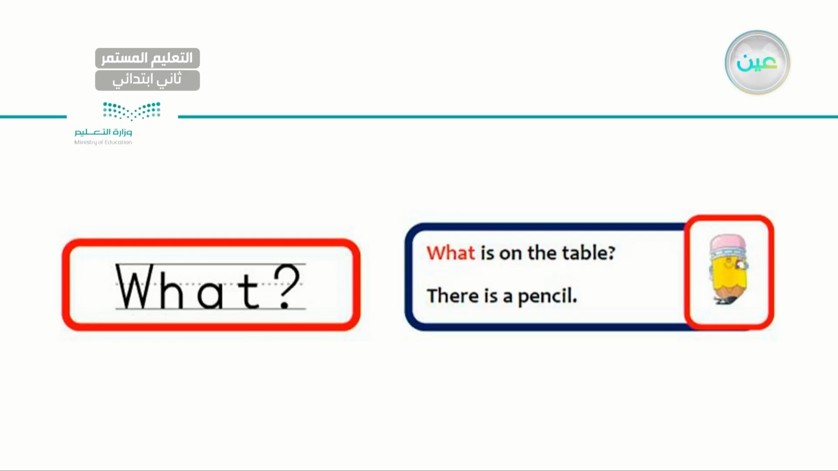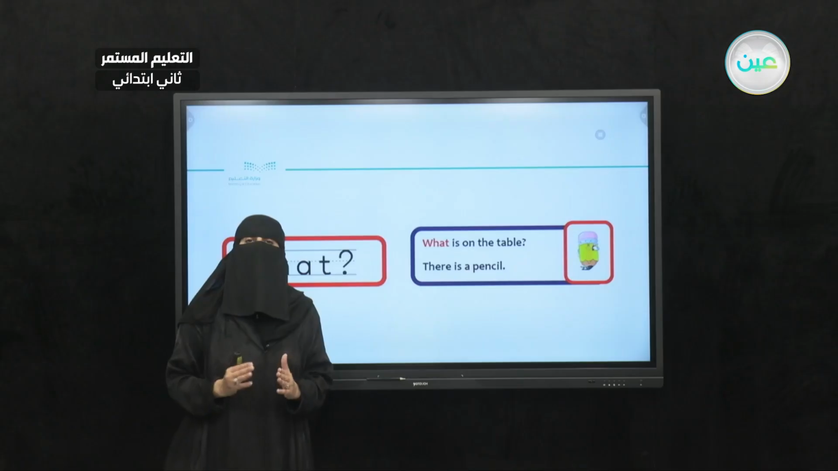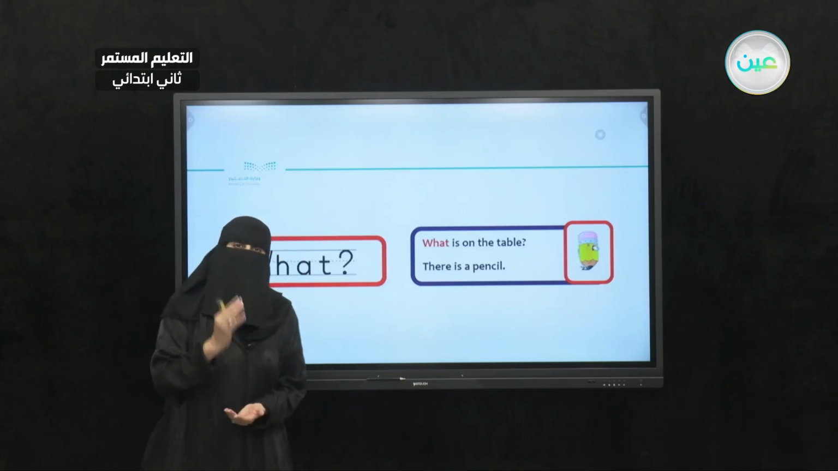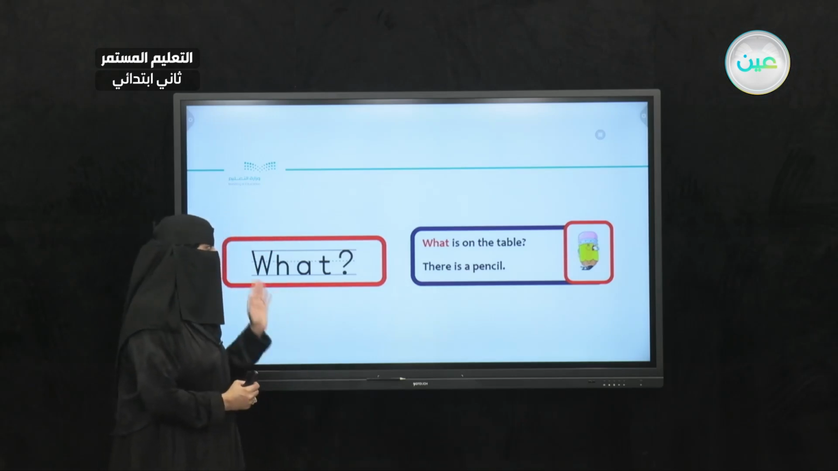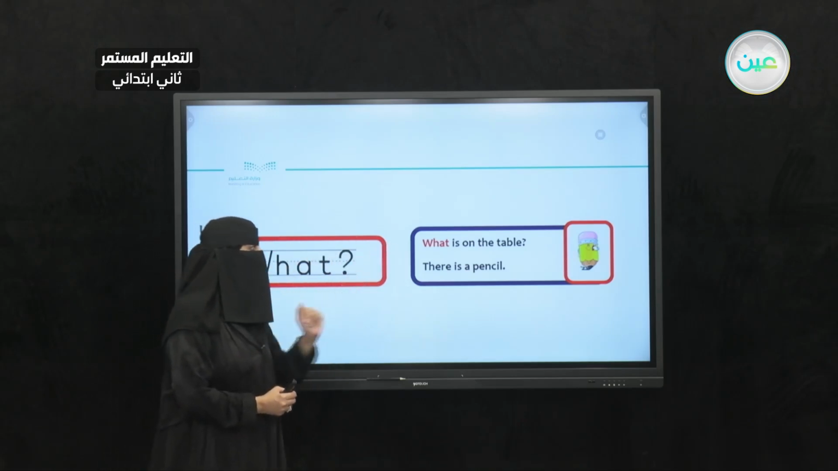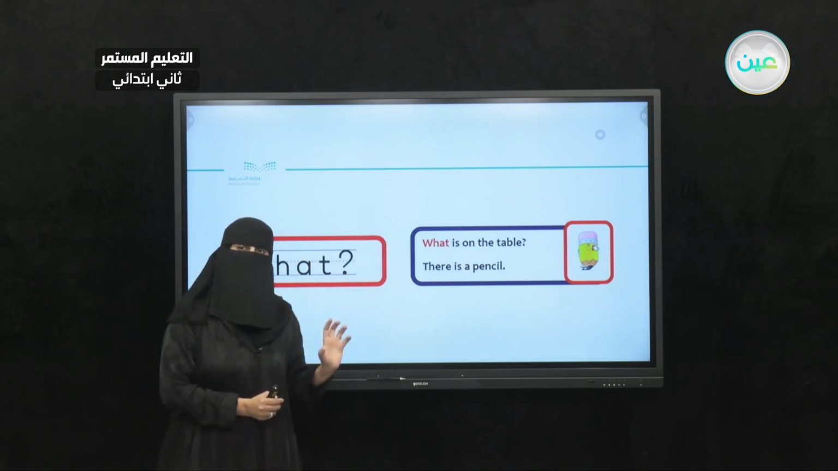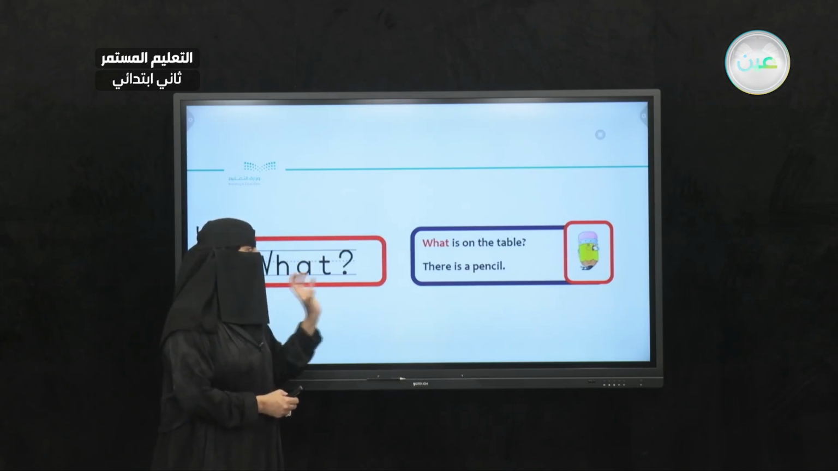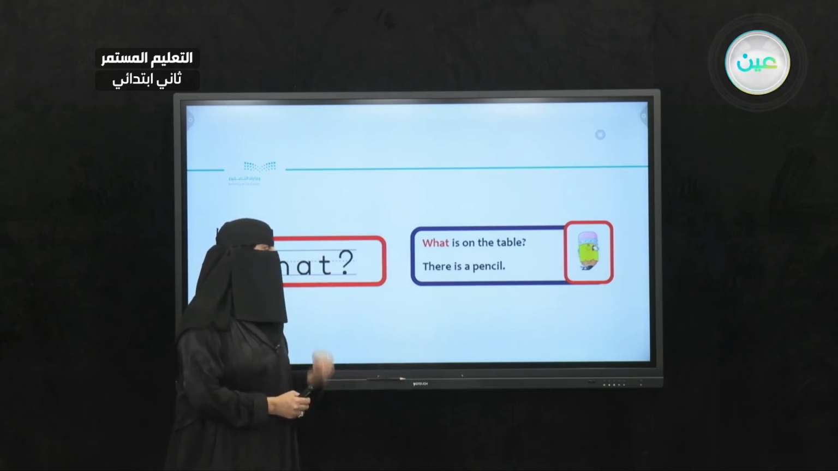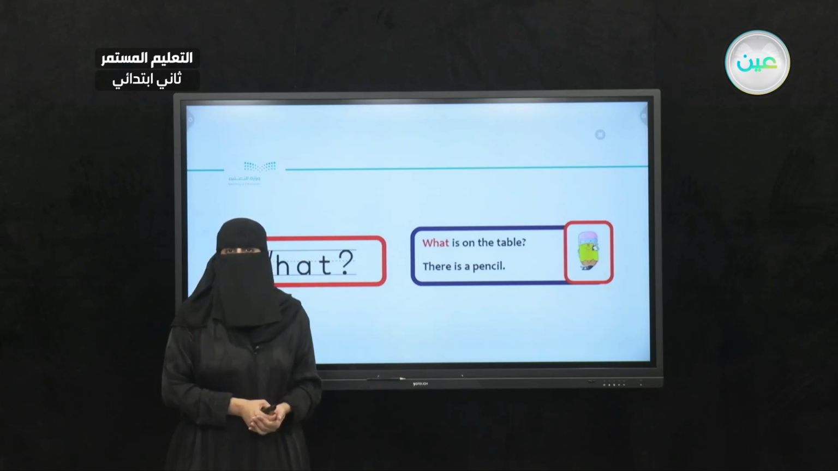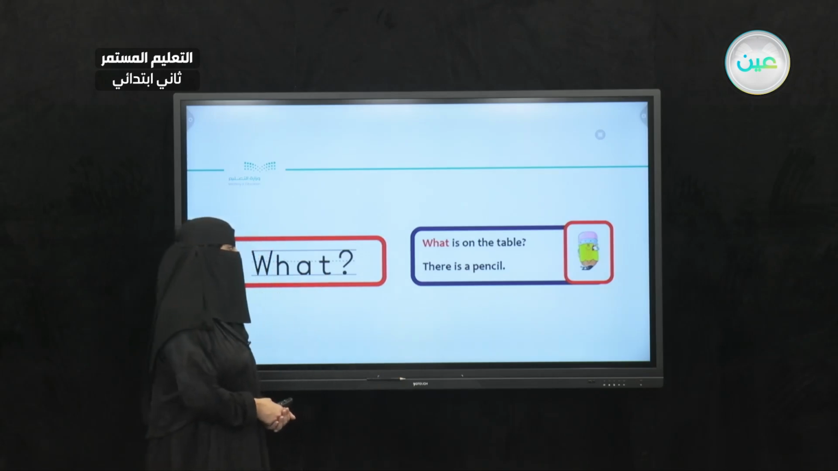How about what? We use what if I need to ask about something or about an action. Okay? What is on the table? So here I'm asking about something. What's on the table? There is a pencil. Okay, that's my pencil.